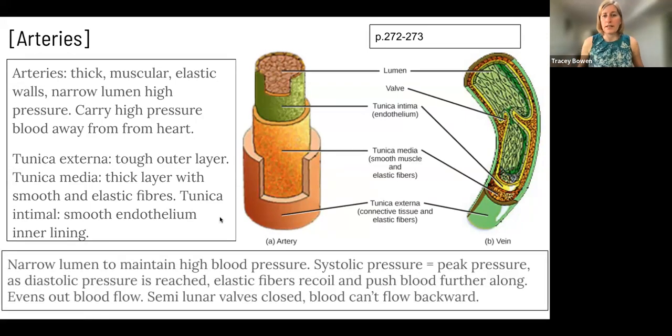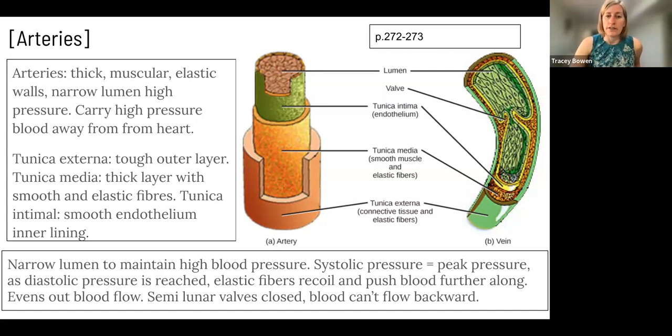The narrow lumen maintains high blood pressure. And when we're looking at blood pressure, we can measure two different things, systolic pressure and diastolic pressure. Systolic pressure is the peak pressure achieved in the arteries, and diastolic pressure is the relaxed state of blood pressure in the arteries. When diastolic pressure happens, the elastic fibers of the artery are recoiling and pushing blood further along, and that's going to even out blood flow.